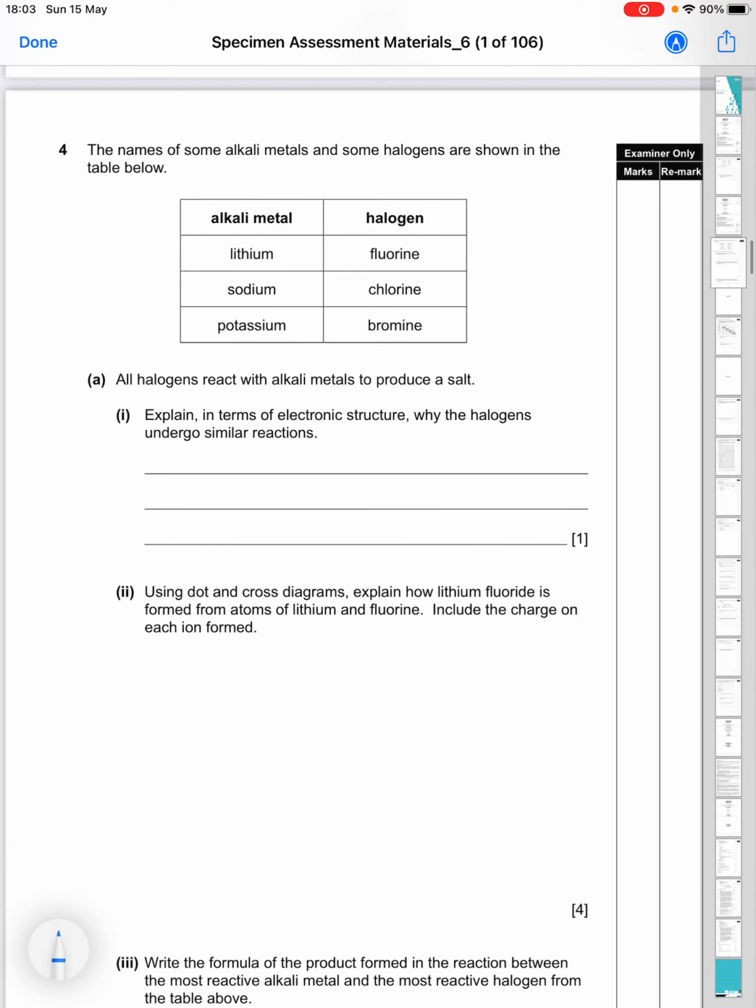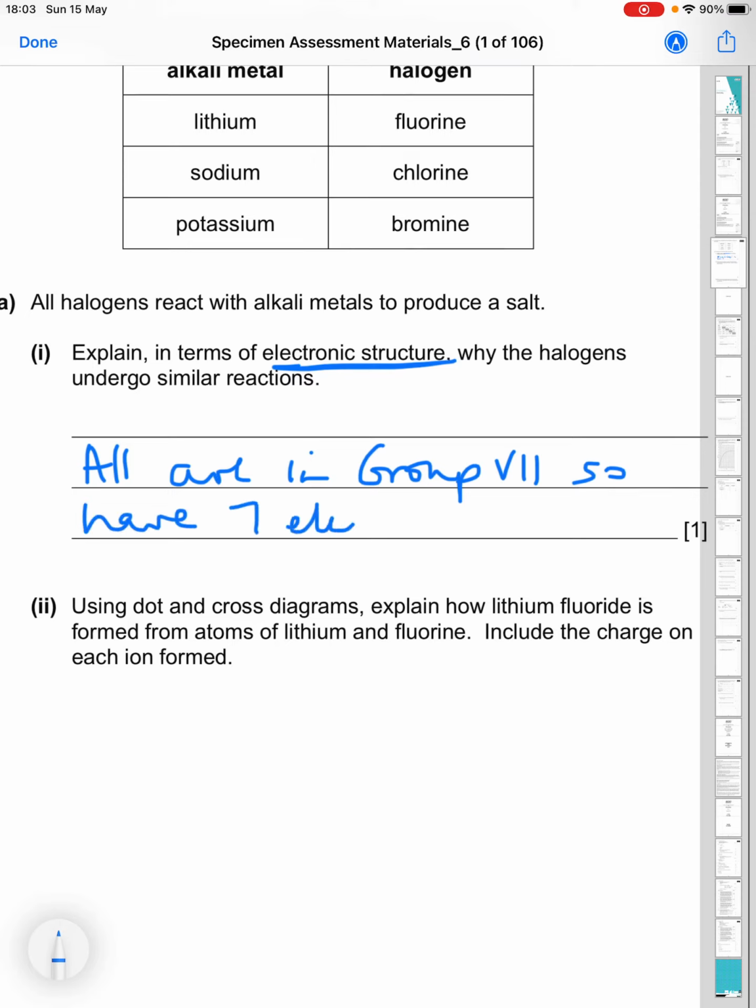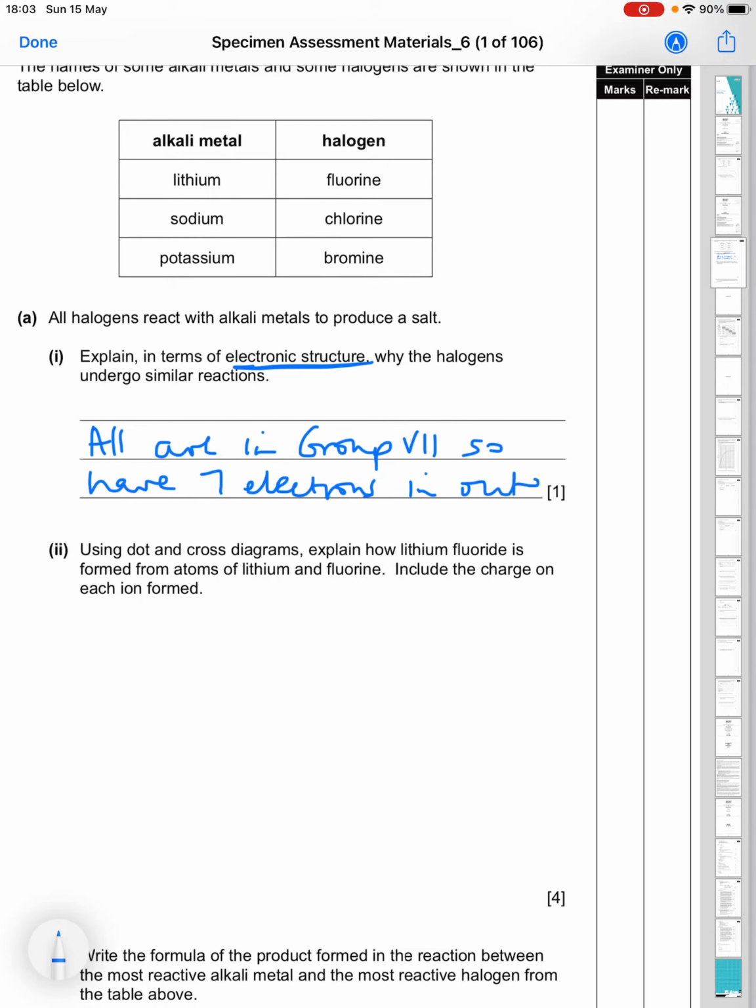Okay, number 4. The names of some alkali metals and some halogens are shown in the table below. We've got lithium, sodium, potassium, fluorine, chlorine, and bromine. All halogens react with alkali metals to produce a salt. So explain in terms of electronic structure why the halogens undergo similar reactions. Obviously electronic structure, we're thinking about the outer shell. So all are in group 7. So we'll have 7 electrons in the outer shell.